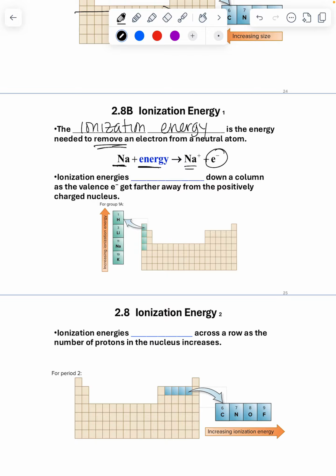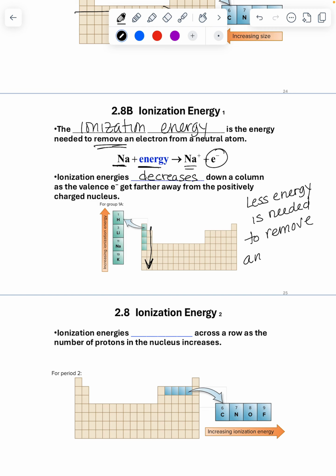The pattern that we see on the periodic table is that the ionization energy decreases as I go down the column. So as I move from top to bottom, the ionization energy decreases, which means that less energy is needed to remove an electron. So the trend is, as I go down the column, the ionization energy decreases.